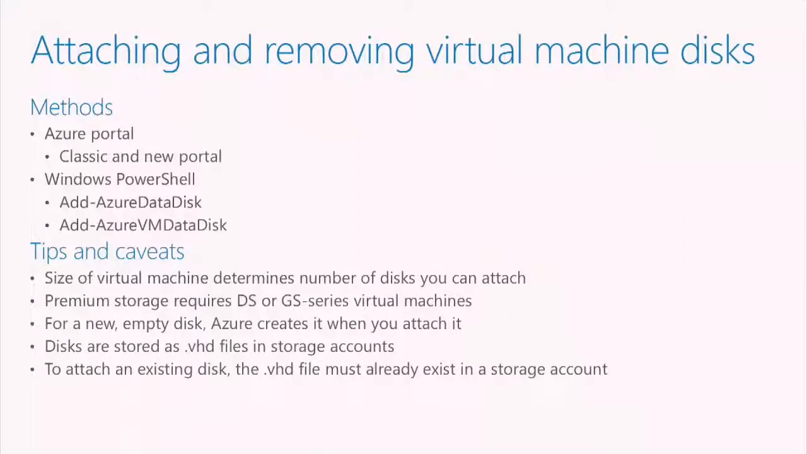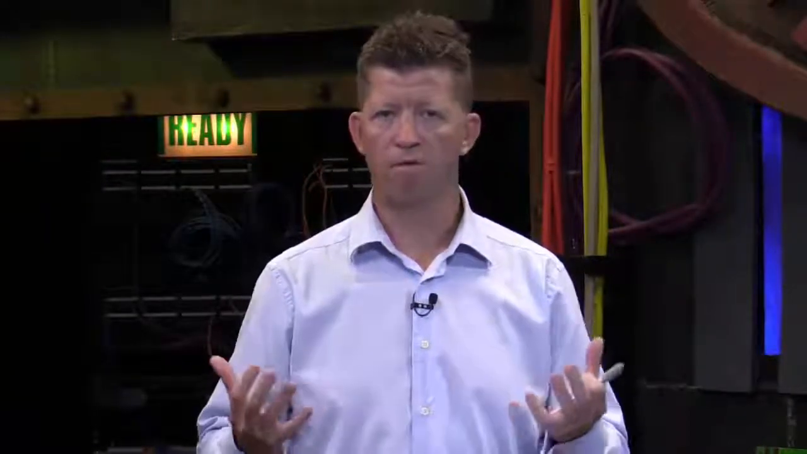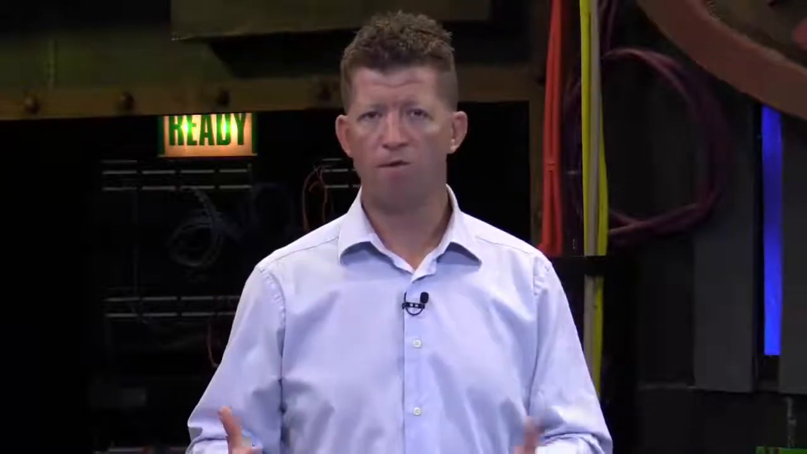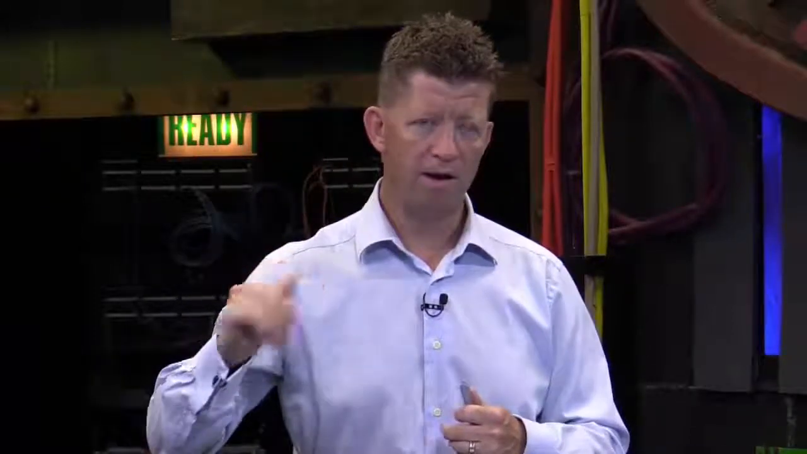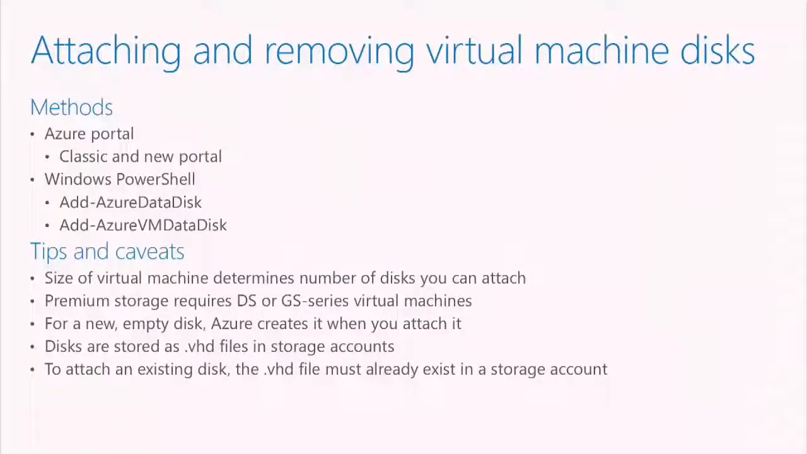How do we perform these tasks? The Azure portal, both the classic and the new portal, support basic disk manipulation. Things like adding disks, creating disks, and removing disks. So you simply go to the properties of the virtual machine, go to the properties of the storage, and there are sections that allow you to add, remove, and edit disks. You can also do this via PowerShell, either in the Service Manager model or the Resource Manager model.